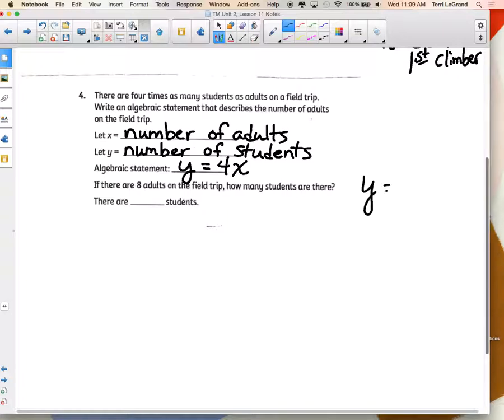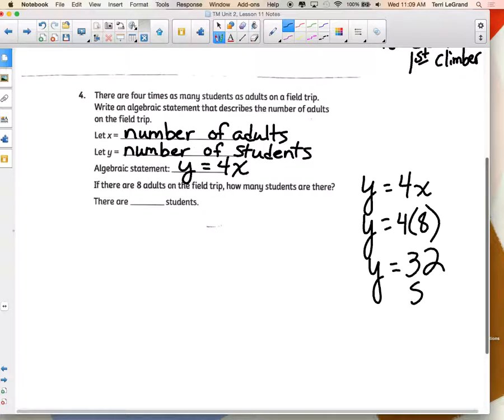So that means we're going to put 8 in for X to find the number of students. So Y equals what? What does Y equal then? 32. 32. Okay? Does it make sense that there would be 32 students?